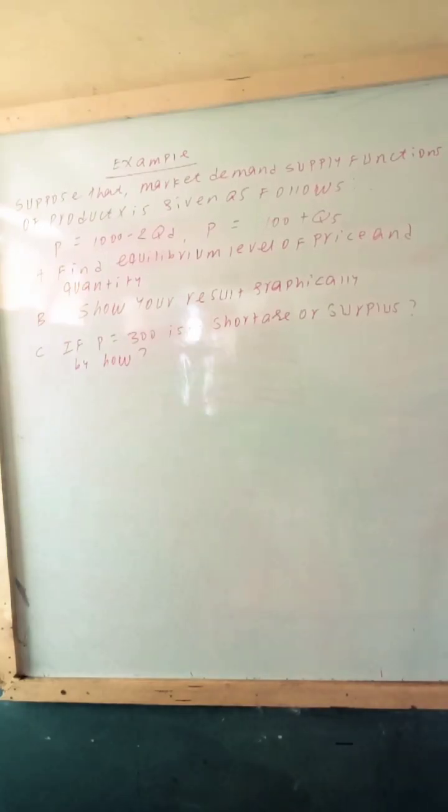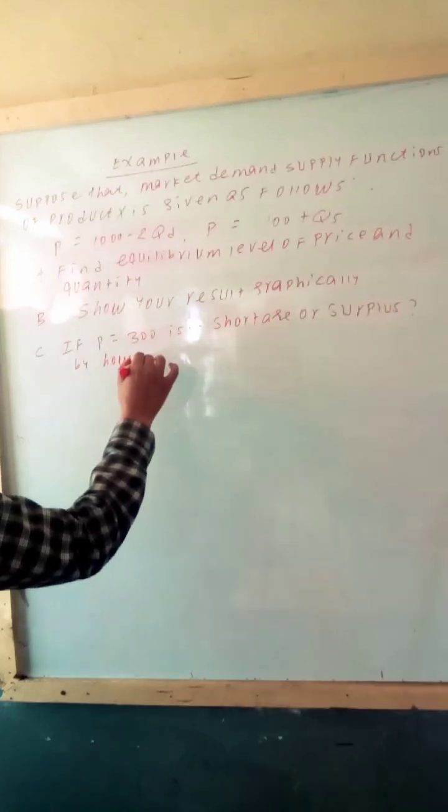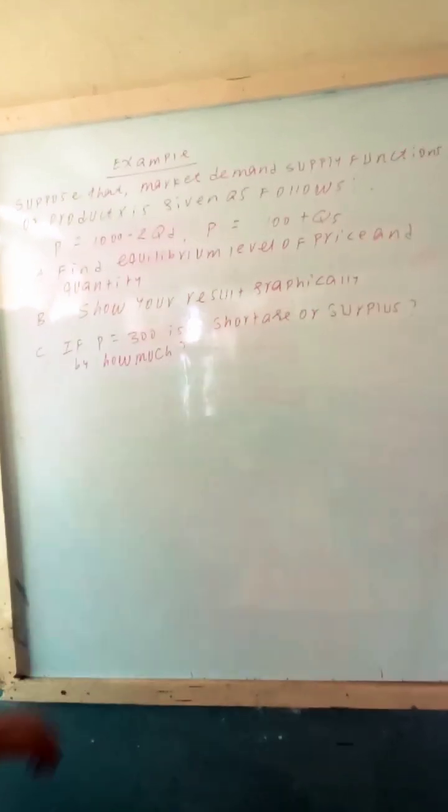Okay, salam. The market demand and supply function of product X is given as follows. Calculate the market equilibrium level of price and equilibrium level of quantity. Is there a shortage or surplus, and by how much? So this is also one point on how to calculate in this example.